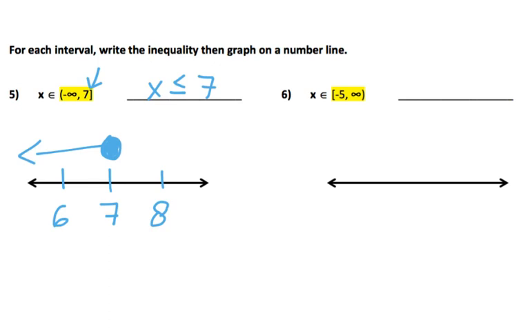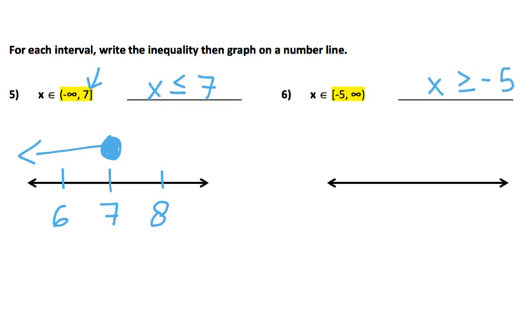Okay, number 6. X is an element from negative 5 to infinity. So here we have X. And since it's going up to positive infinity, it's going to be a greater than. It's got the bracket on the negative 5, so or equal to negative 5.